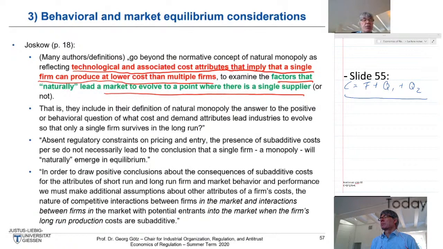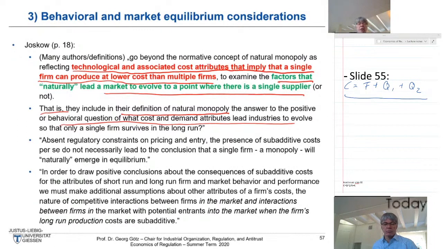And so, because that's what we will discuss later on, even though it would be cost efficient to have only one firm, it might be better, from a competition, social welfare and regulation perspective, to have several firms in a market. Okay, in particular given the asymmetry of information. So the point stated here is that many authors do include in their definition of a natural monopoly the answer to the behavioral question of what cost and demand attributes lead industries to evolve to a monopoly. Okay, we didn't discuss that here.